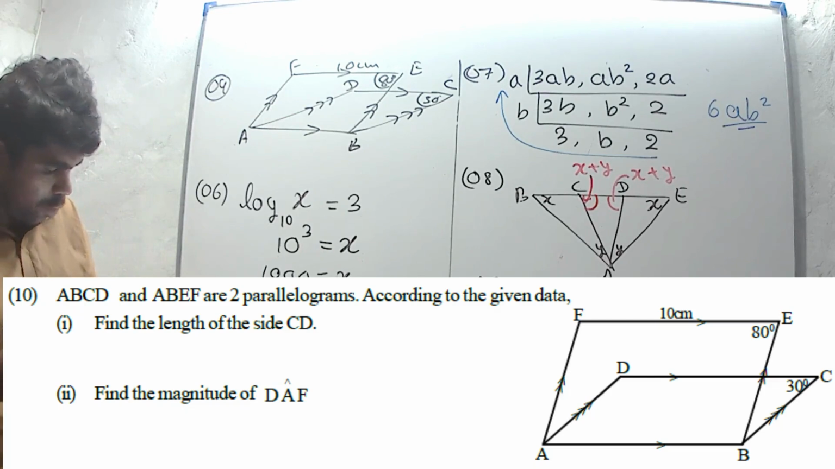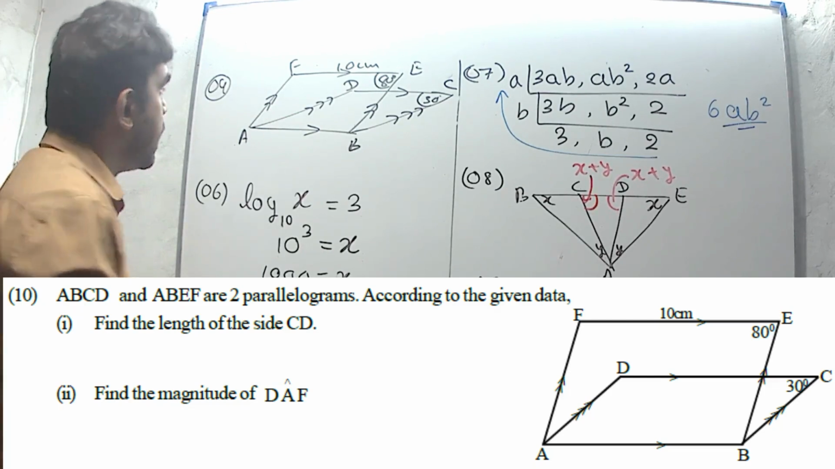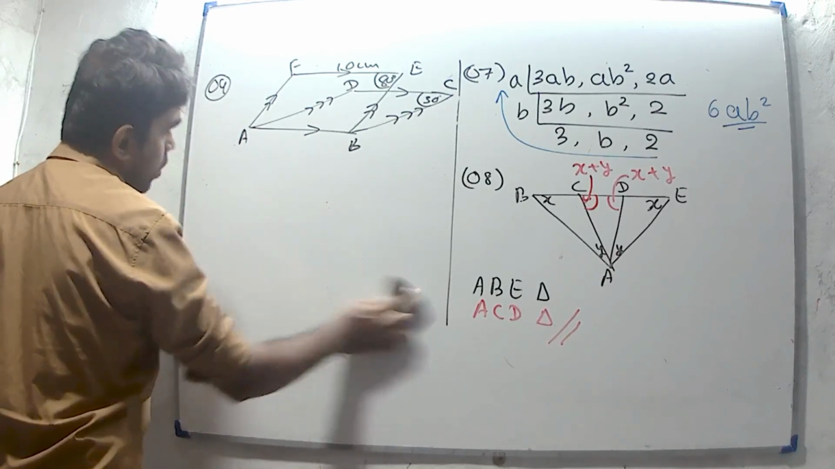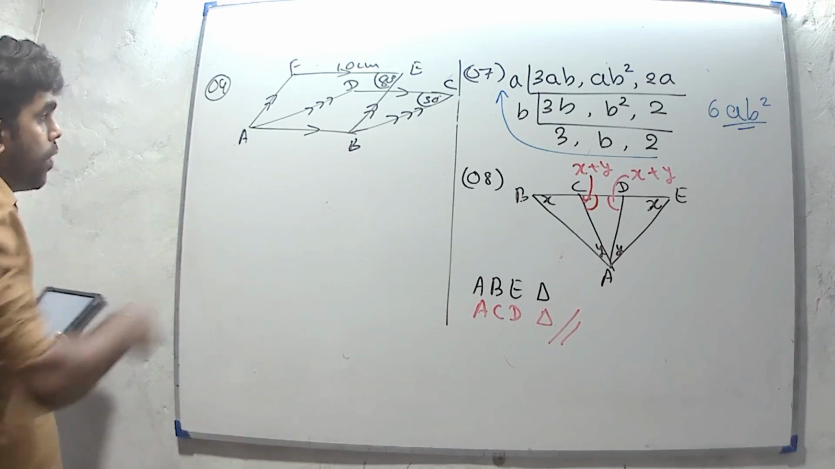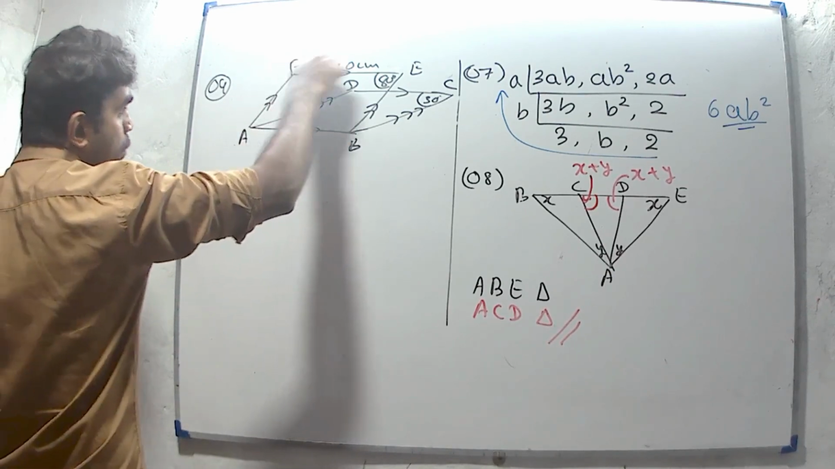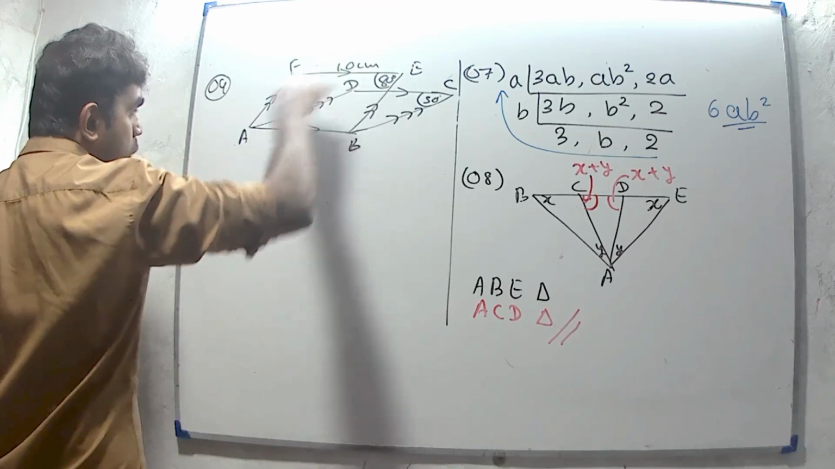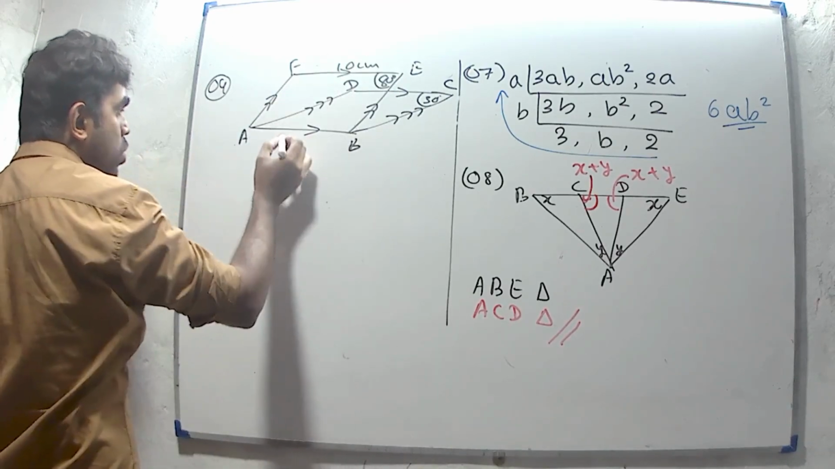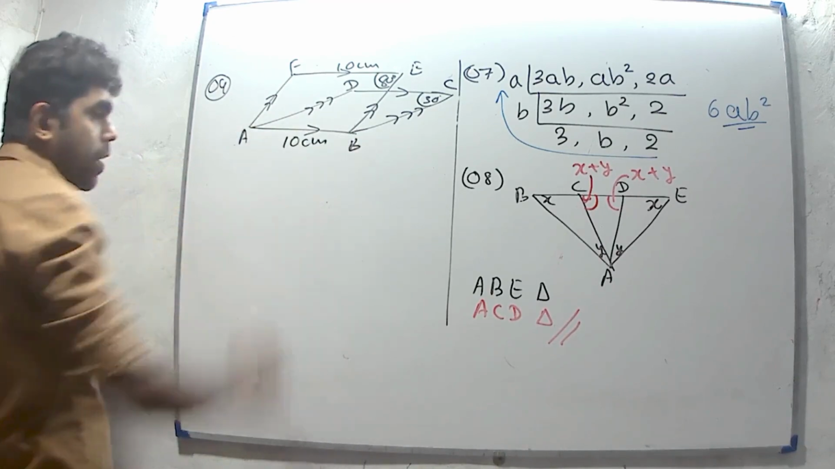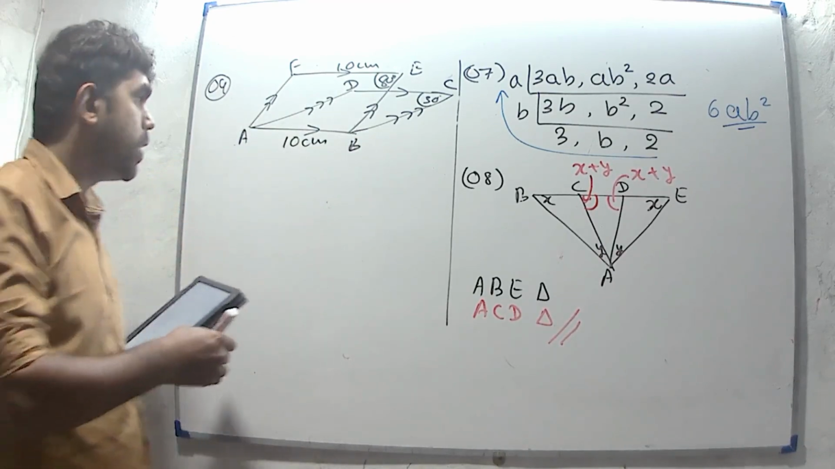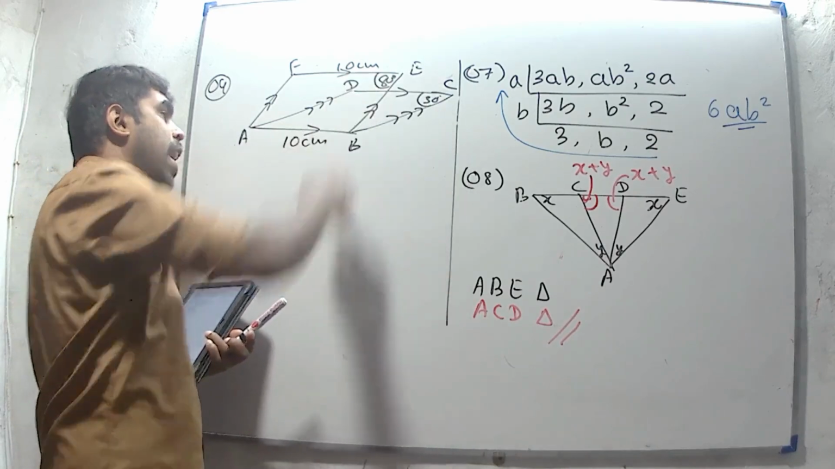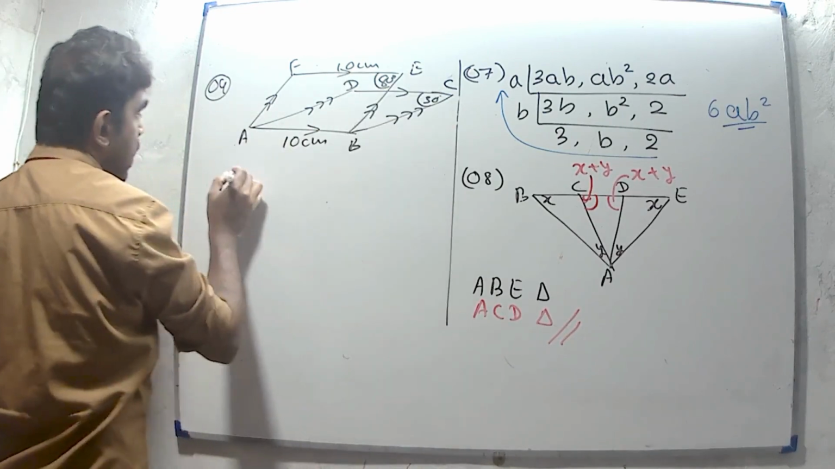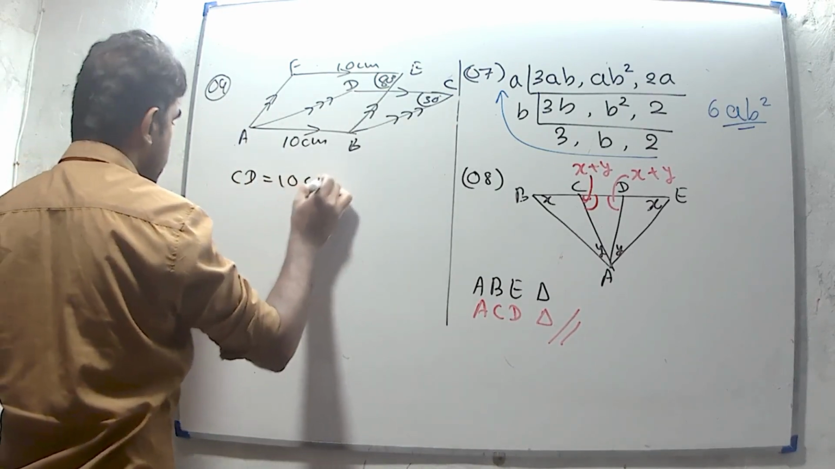Find the length of side CD. We know that in this diagram there are two parallelograms. When considering parallelogram AFEB, opposite sides are equal, therefore if this side is 10, this side also is 10. AB is 10. And when considering parallelogram ABCD, opposite sides are equal, then CD equals 10 centimeters.